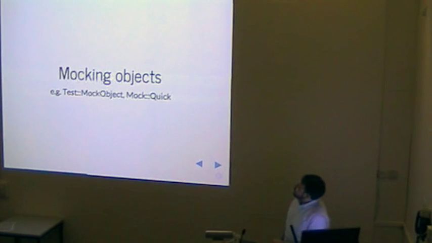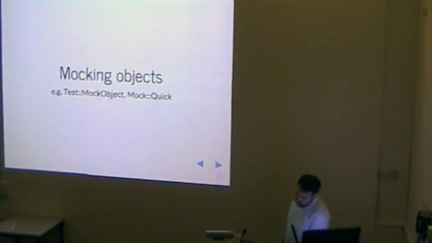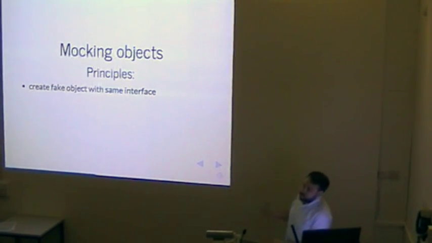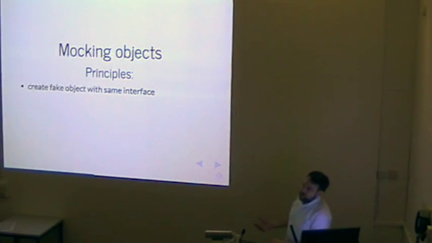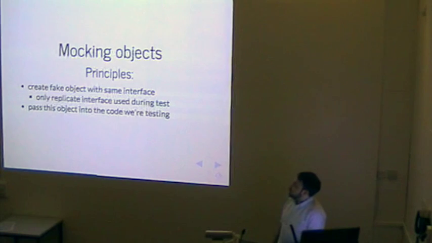There are lots of things on CPAN to mock objects. There are just two examples. I'm sure everyone here is pretty familiar with mocking. The basic idea is you create a fake object with the same interface as the one you're pretending it is. You only actually need to replicate the interface that's used during the test, and then pass the object into the code that we're testing.